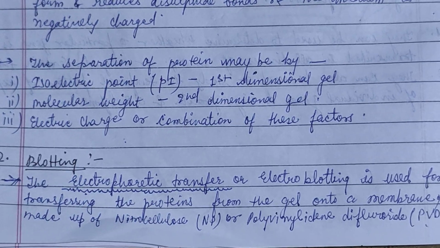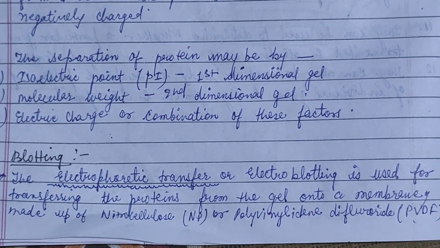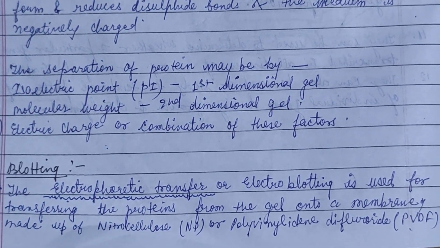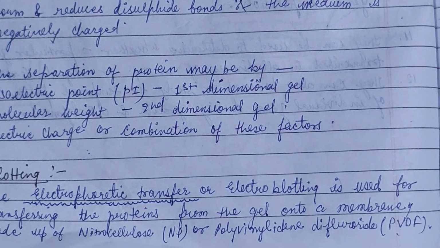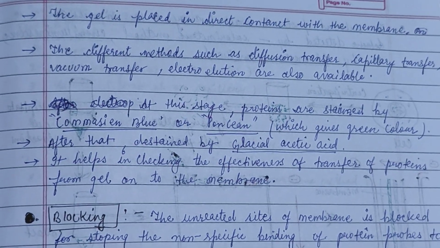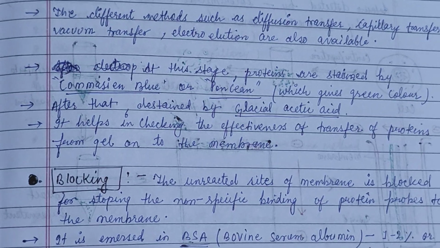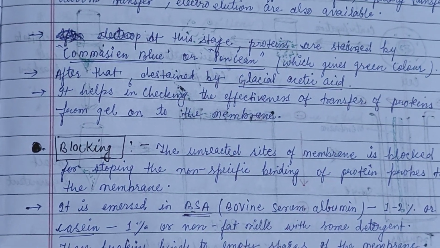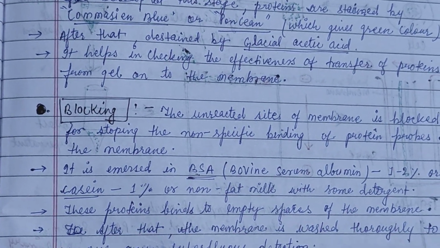The second step is blotting. Electrophoretic transfer, or electroblotting, is used to transfer the protein from the gel onto a membrane made of nitrocellulose or polyvinylidene difluoride. The gel is placed in direct contact with the membrane. Other methods such as diffusion transfer, capillary transfer, vacuum transfer, and electroelution are also available. Proteins are stained with Coomassie blue or Ponceau, which is red in color, and then the blocking process follows.